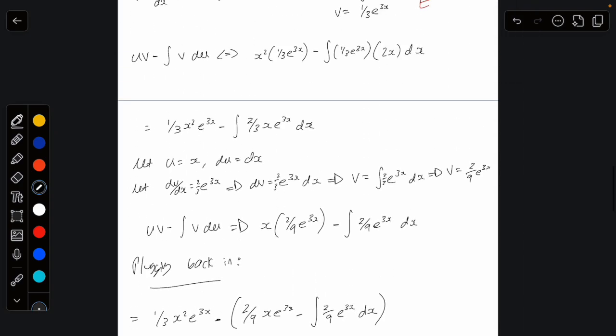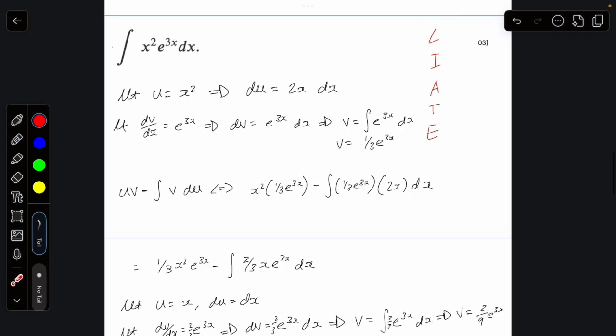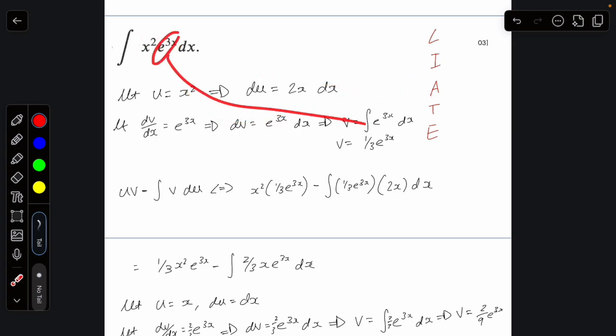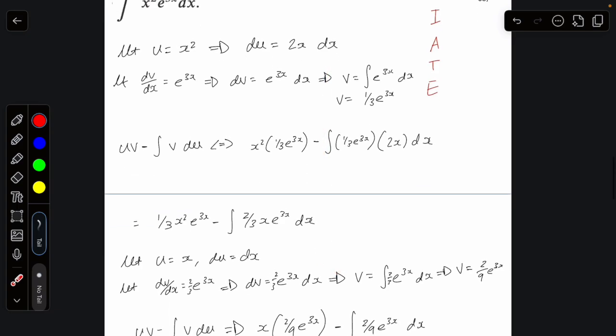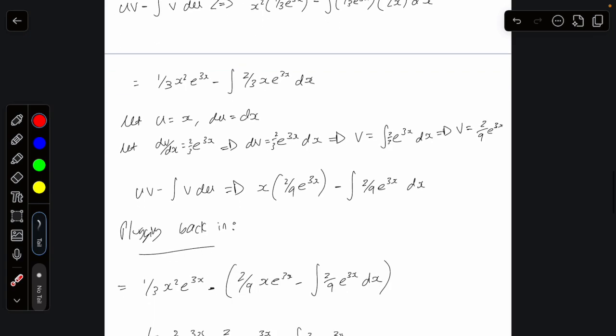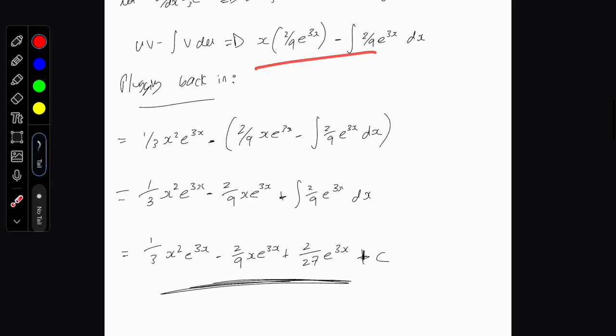Just a recap on that. Remember, according to our acronym, x squared is the algebraic function and e to the 3x is our exponential, so we let u equal x squared. Then we applied uv minus the integral of v du, and we got stuck with another integral we had to solve, so we just did that. And we plugged it back in to get this final answer.